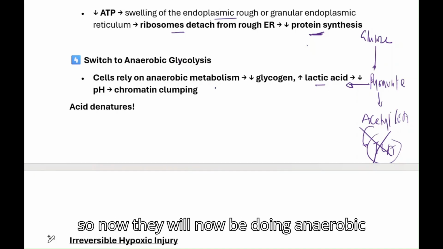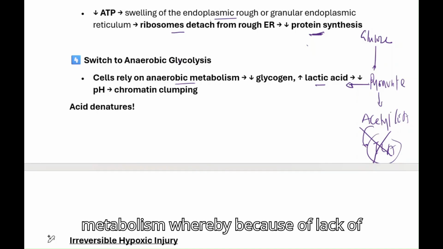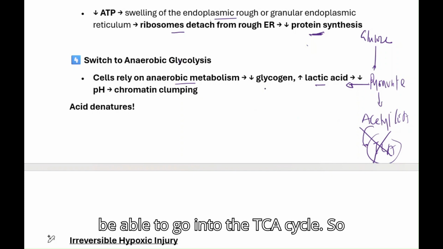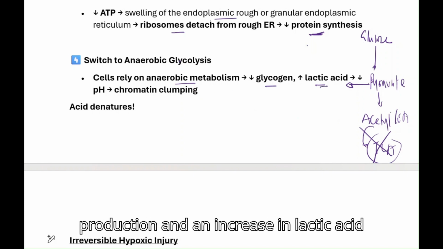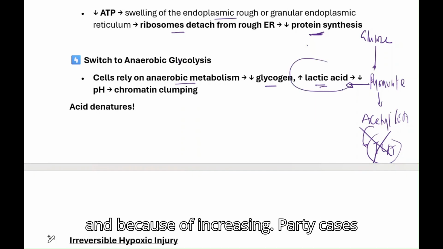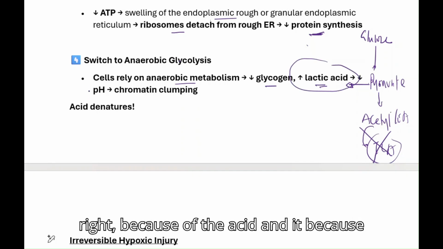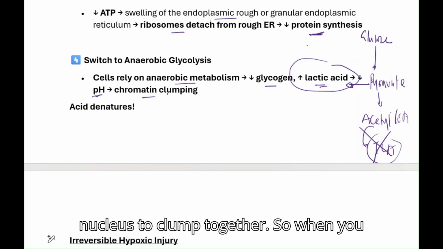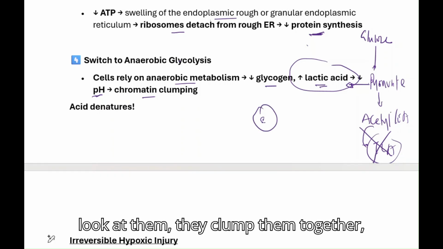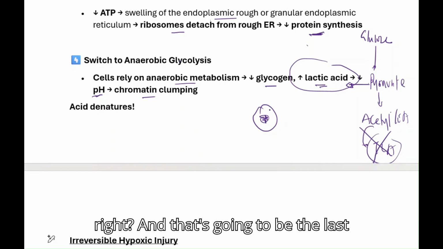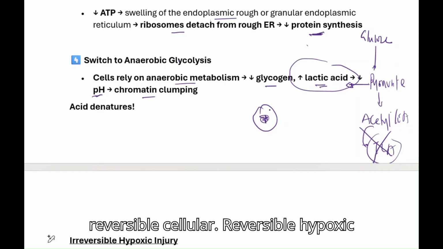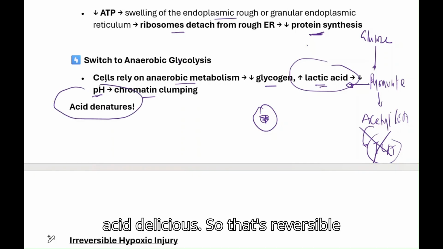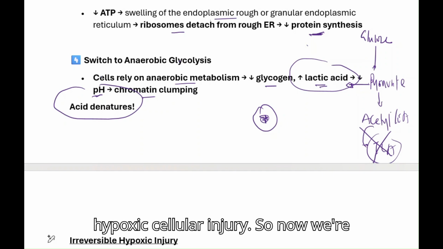So the cells now rely on anaerobic metabolism, whereby because of lack of oxygen, they will not be able to go into the TCA cycle. So this will lead to decreased glycogen and an increase in lactic acid. And because of the increase in lactic acid, that will decrease the intracellular pH, right? Because of the acid. And because of the decrease in intracellular pH, that will cause the chromatin inside the nucleus to clump together. And that's going to be the last change that we're going to see with reversible hypoxic cellular injury, right? So that's reversible hypoxic cellular injury.